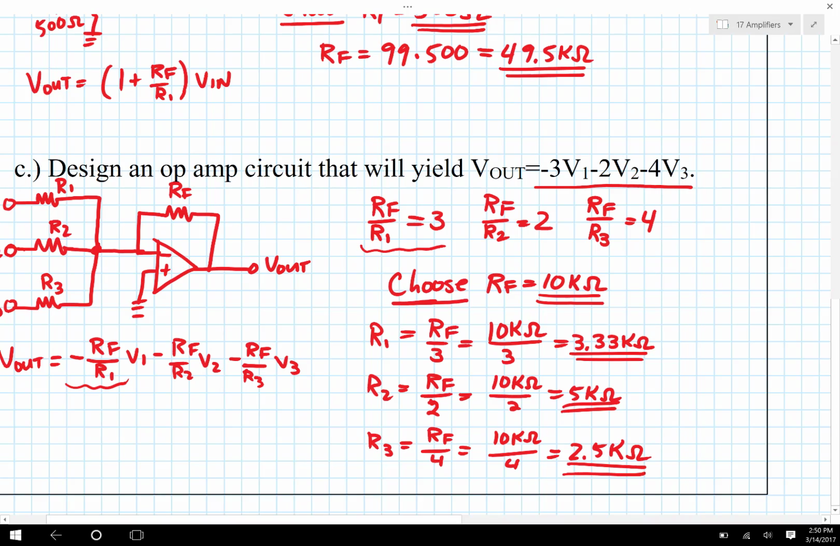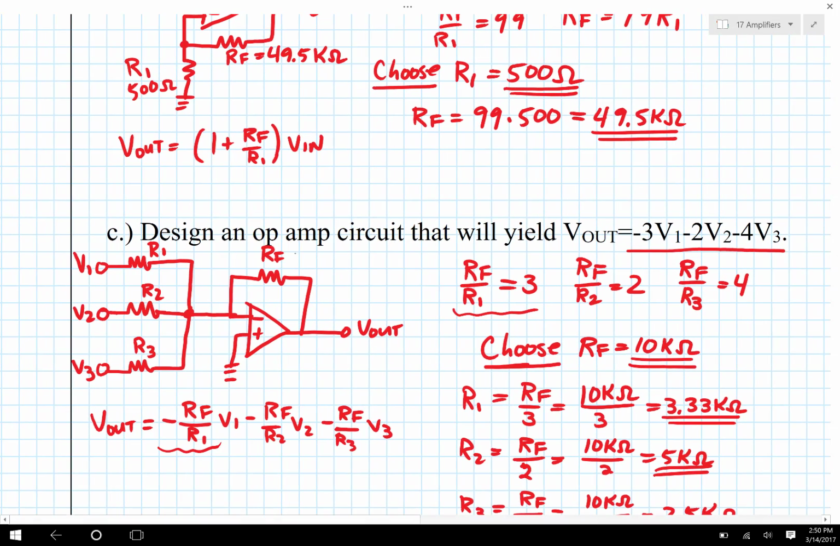And if I were to label them back here on the circuit diagram, this one would be 10 kiloohms, and this one would be 3.33 kiloohms, and this one would be 5, sorry, this is going over the line there, and then this one would be 2.5 kiloohms. So that circuit diagram will yield negative 3V1 minus 2V2 minus 4V3. You just got to choose those 4 resistors.